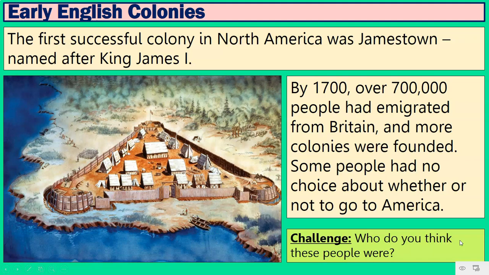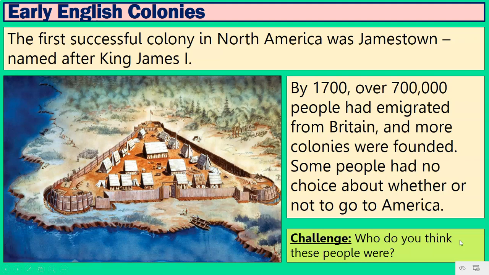This meant that by 1700, over 700,000 people had emigrated from Britain and more colonies were founded. Between 1607 and 1732, there were 13 colonies established by the British on the North American Atlantic coast. So this area of America is effectively owned or colonized by Britain. And this is where the American War of Independence comes from as well. They were fighting against the British.